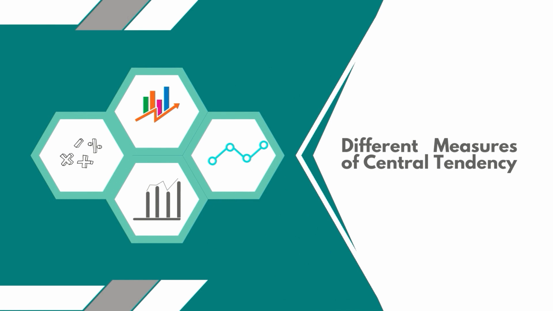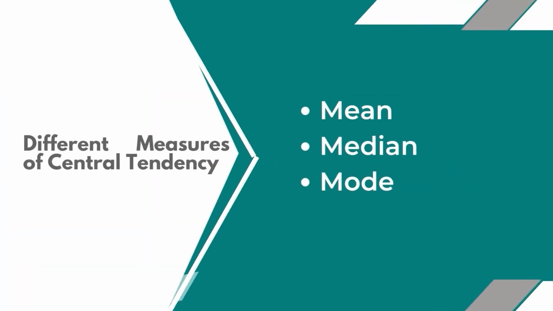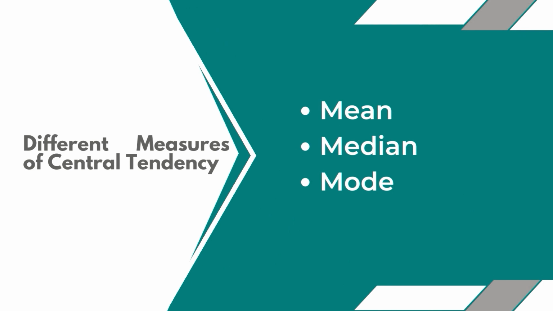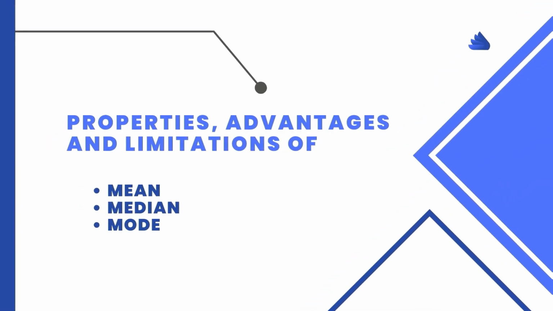You might be aware of these things like mean, median, mode, and we will try to focus upon their properties, advantages as well as the limitations of all these three measures of central tendency, which are known as mean, median and mode. Learner, we have discussed lots of things about statistics till now.